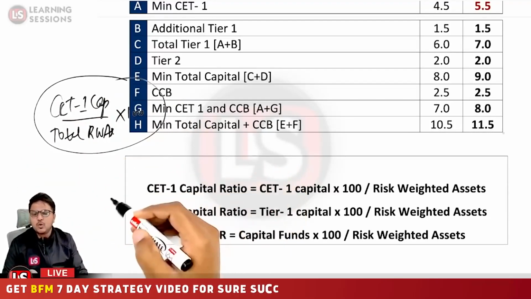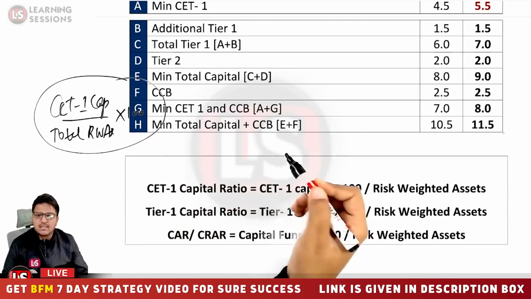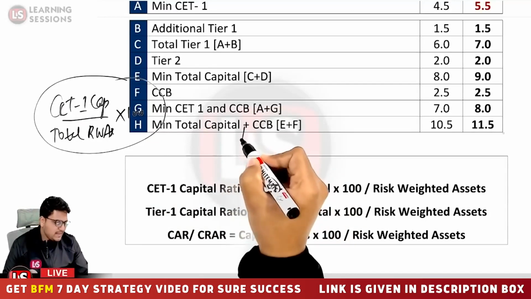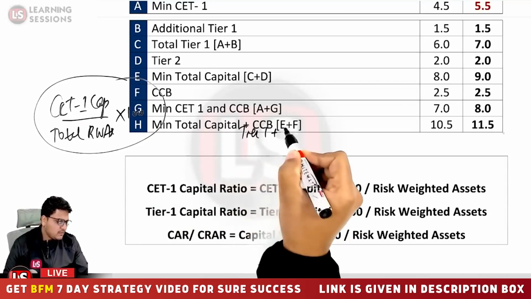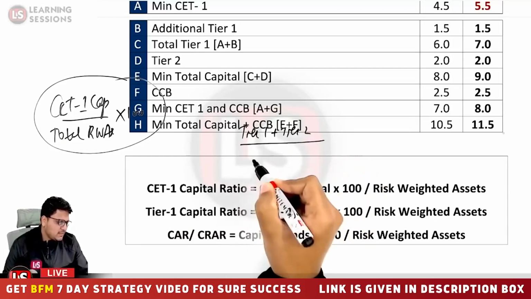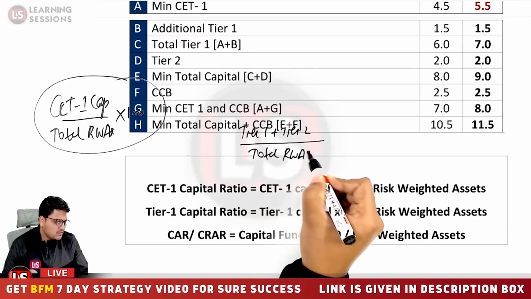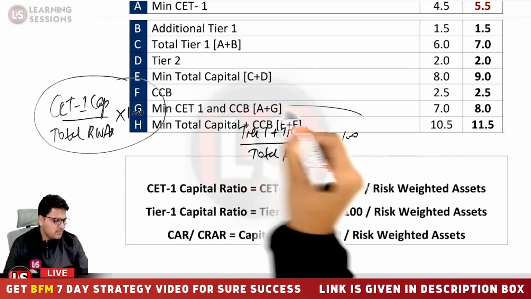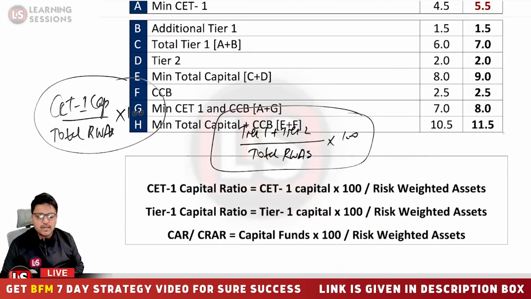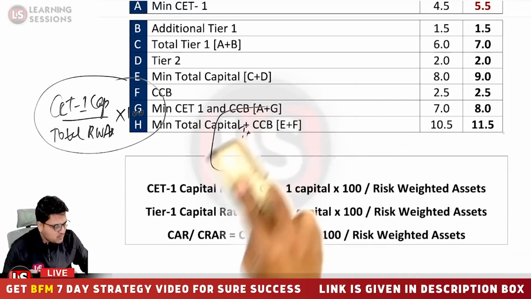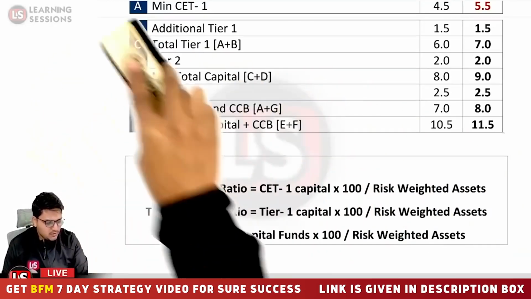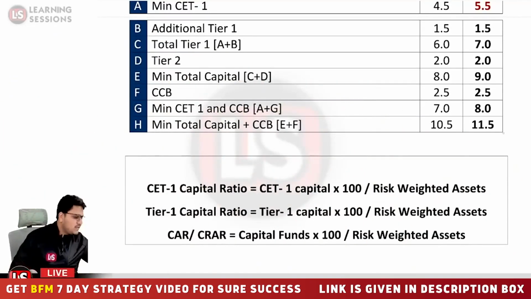And if you have to calculate the total capital, the CRAR, in that case you will add up the tier 1 plus tier 2 capital, divided by the total risk-weighted assets, multiplied by 100. That will be the answer over here. That is the formula we will use to calculate it. We will also solve a case study based on that, so you can understand the concepts well.